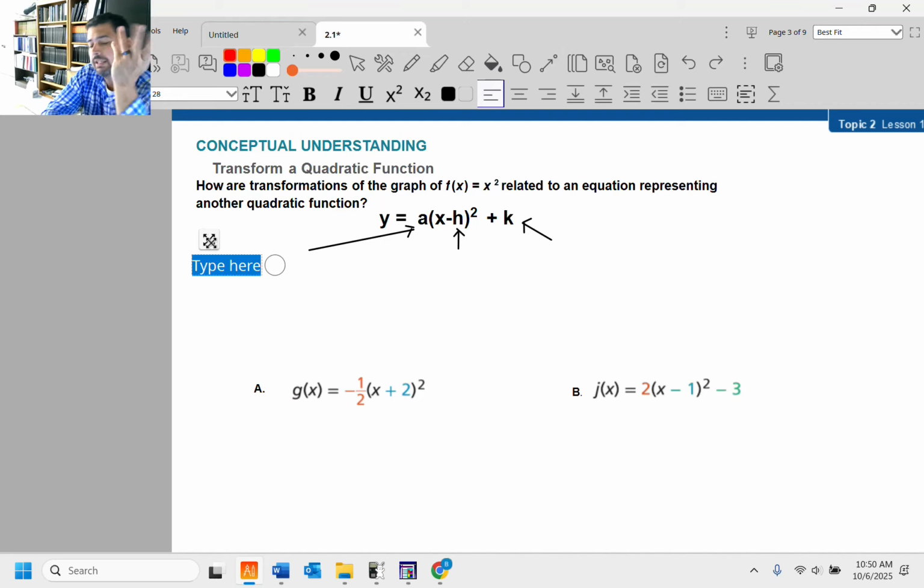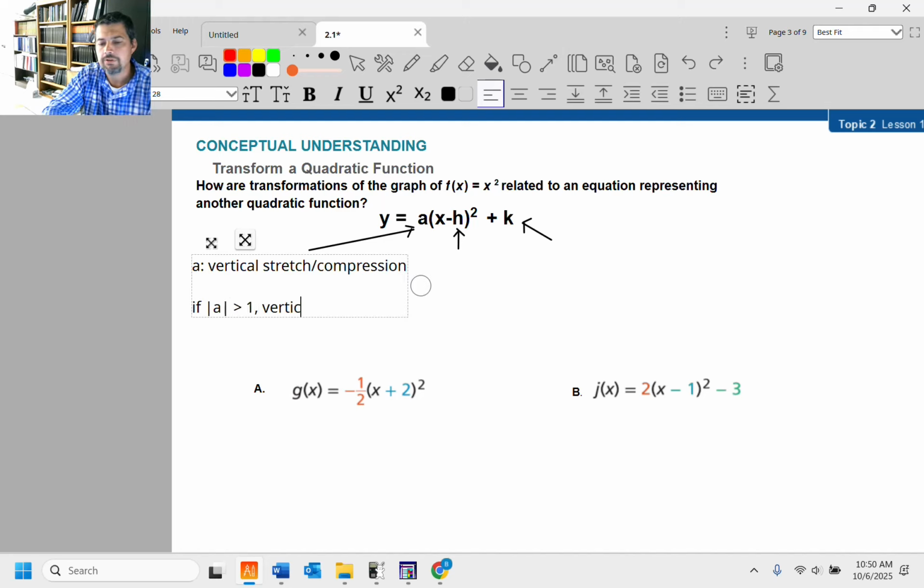All right, so again, what is a? a is the vertical stretch or compression. If the absolute value of a is bigger than 1, we have what's called a vertical stretch.